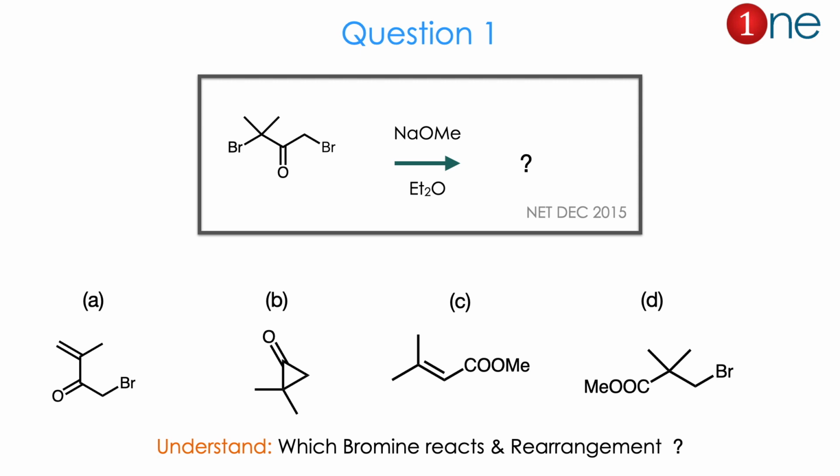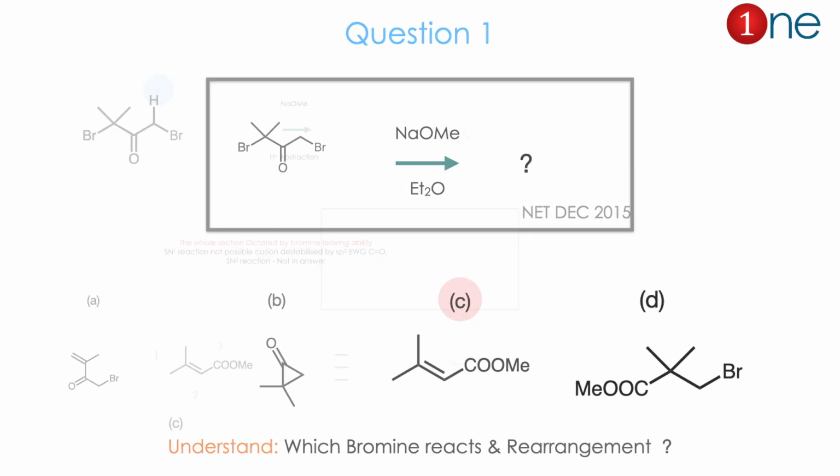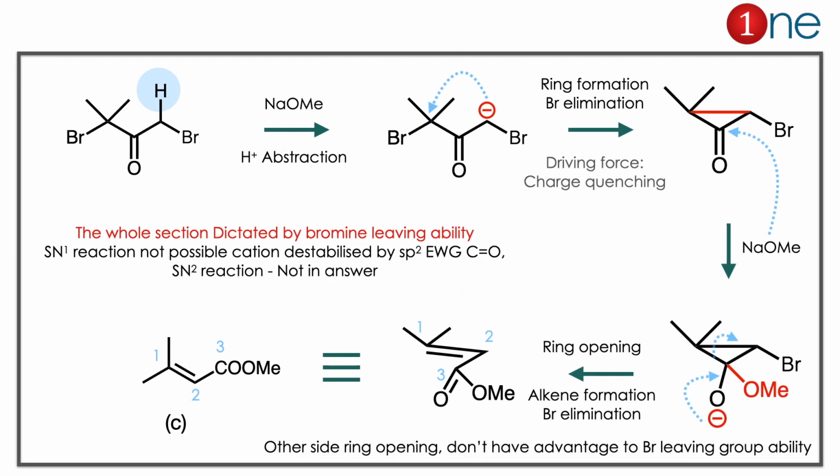From the reactant and possible structures, you might realize which bromine reacts is the real question here, and rearrangement definitely occurred here. The answer is C. Let us see how. Here there are many possibilities available. SN reactions, particularly SN1 and SN2, but the answers don't have any simple substitution. Moreover, if a cation is there, it will be destabilized by the electron withdrawing carbon. So SN1 is not possible. SN2 reaction is not in the answer. So definitely something else happened here.